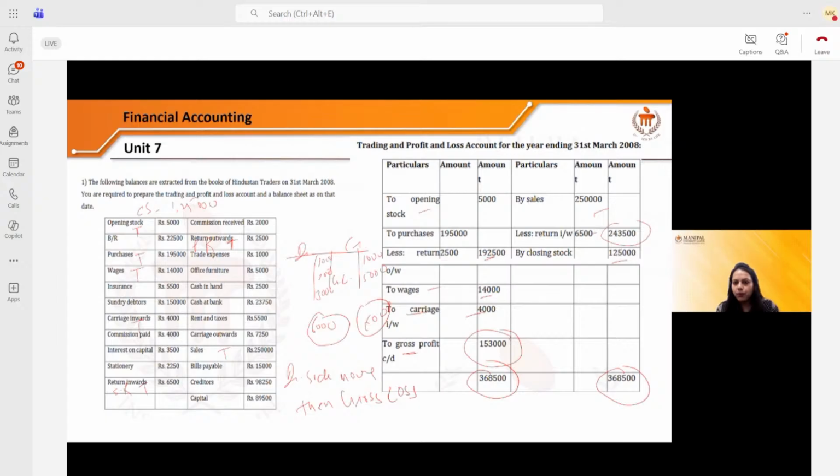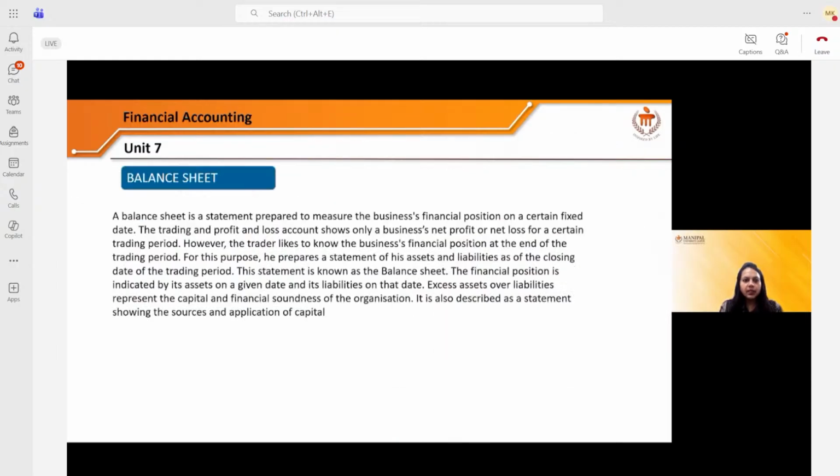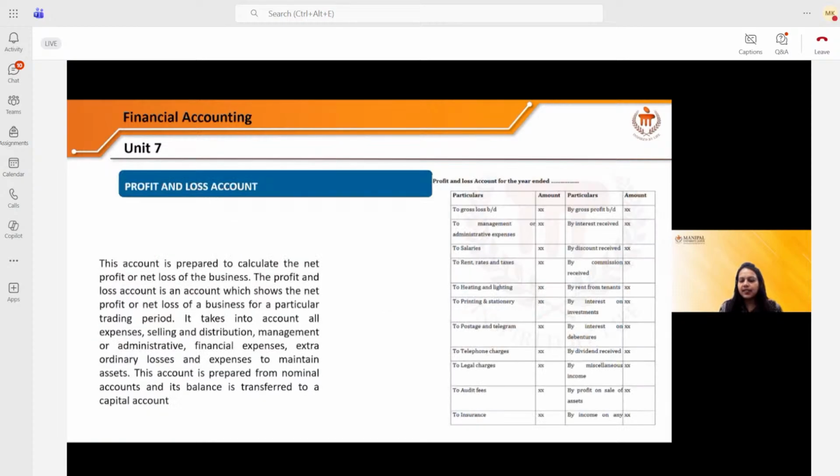So I am moving to the profit and loss account. Okay, let me take more queries. Let me complete the trading and profit and loss account first, then the balance sheet. Now I am moving to the profit and loss account. So that part is done. Now I am moving to the format of the profit and loss account. If you have not taken the screenshot of the profit and loss account, please take the screenshot.